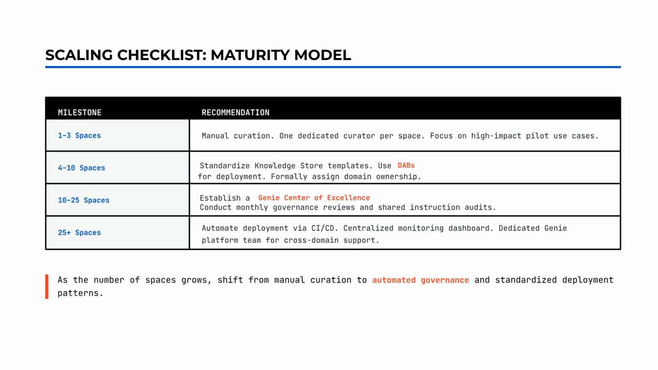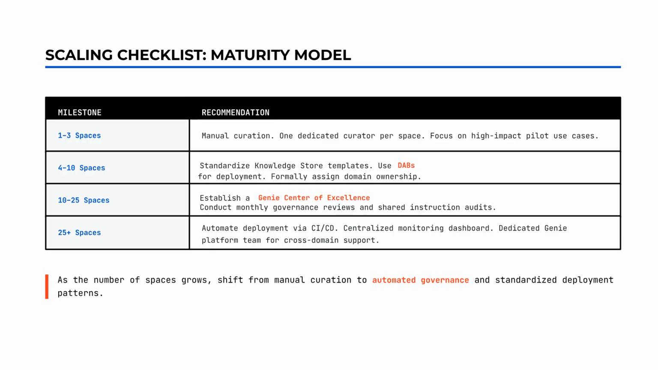As the number of spaces grows, your operating model needs to mature too. With 1 to 3 spaces, manual curation and 1 dedicated curator per space is totally fine. When you hit 4 to 10 spaces, it's time to standardize knowledge store templates and start using Databricks Asset Bundles, DABs, for consistent, repeatable deployment.